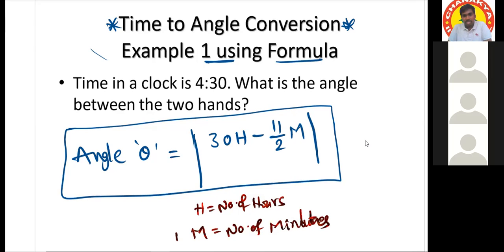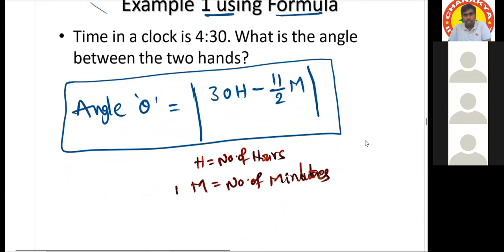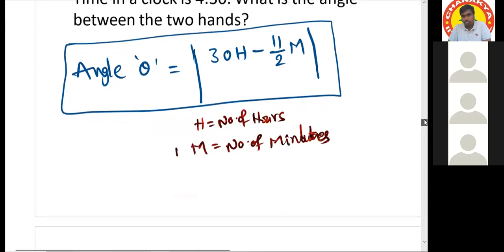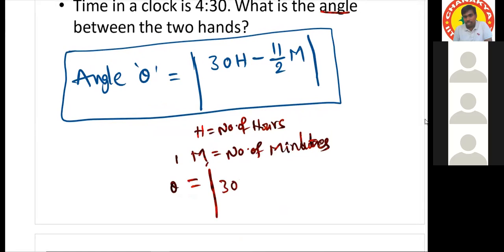Yes, yes. So here h represents number of hours and m represents number of minutes. So simply substitute the values. See, now I'm substituting the values. Theta we need to find. Here the question is, what is the angle between the two hands? Tell me number of hours. 30 into h, how many hours? 4. 4 minus 11/2 into m, 30. Simplify. Anyone simplify?